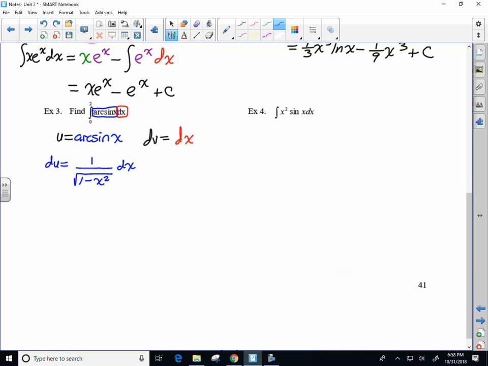In our general rule from 2 pages ago, x takes the place of u, and the derivative of x is 1, so that's what the arc sine of u's derivative would be. The antiderivative doesn't require any work whatsoever.